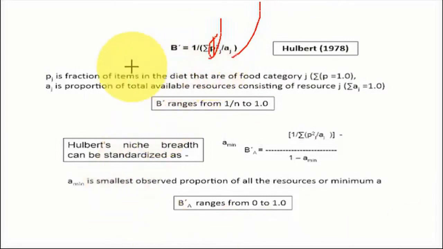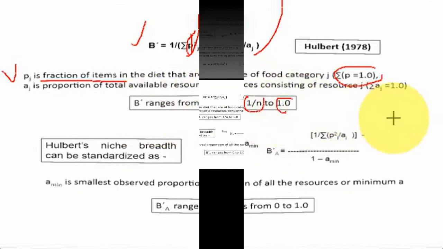So what is PJ? As we have understood earlier, PJ is the fraction of items in a diet that are of food category J. So the summation of P is always 1.0. And AJ has a similar definition: the fraction of total available resources consisting of resource J. That is also, summation of AJ is 1.0. And here B, this is Hurlbert's B, ranges from 1 by n to 1.0. 1 by n is the lowest, 1 is the highest.